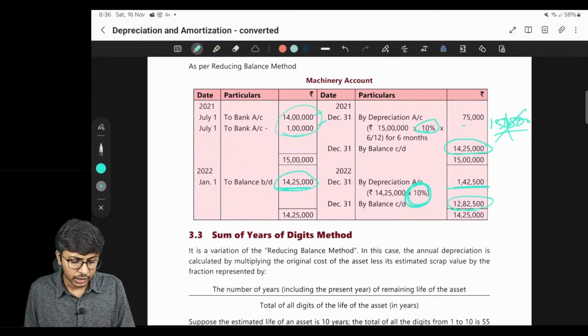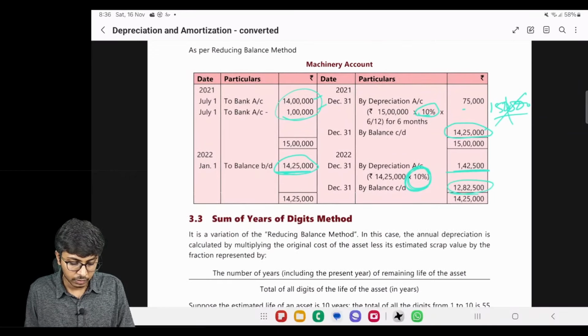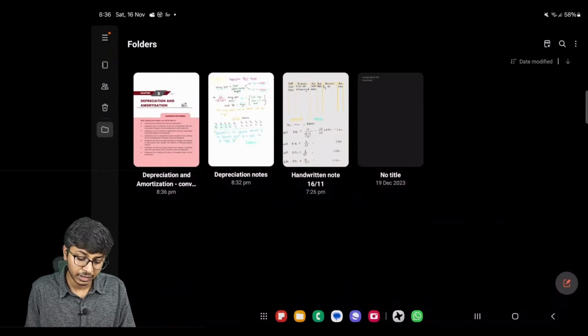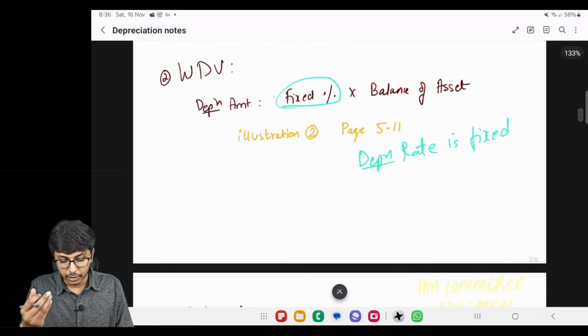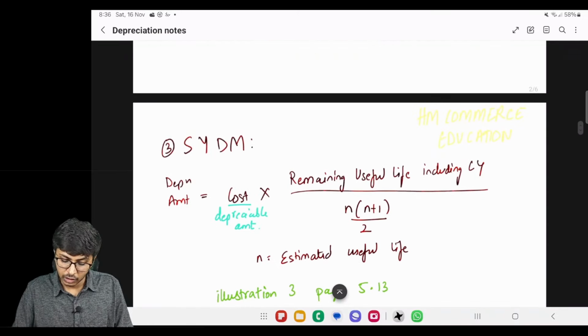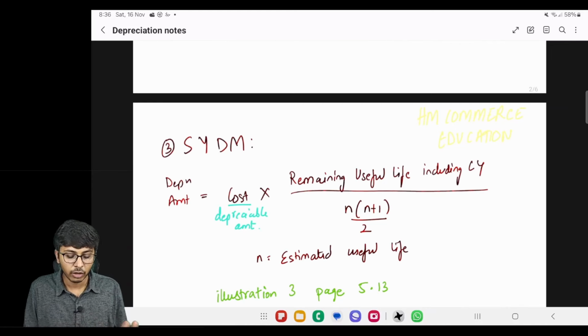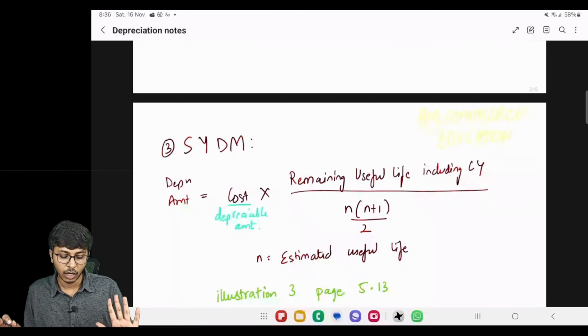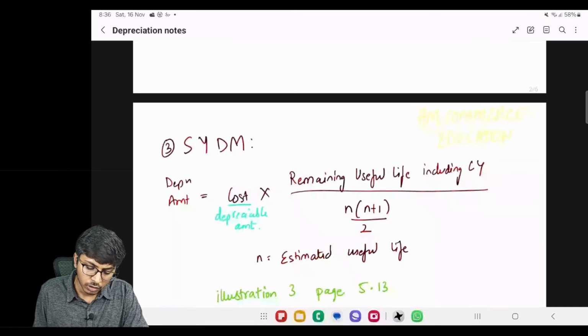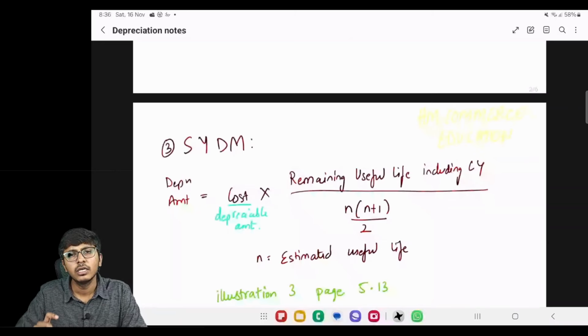Okay, the next method is the sum of years digits method. This is one stupid method, but still you need to learn, because nowhere in real life, as chartered accountants or any accountants, are we using this method, but still it is there in your exam. If at all it comes, you will have to write the answer. So we will quickly learn how it is solved. This is also one of the depreciation methods that you have.